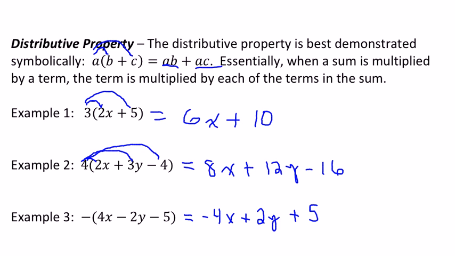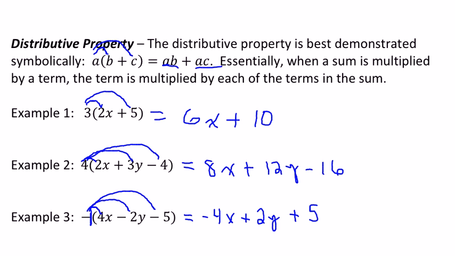But another way to think about it is to use the distributive property, where a negative out front is like multiplying by a negative 1. And then you multiply the negative 1 times 4x, and then negative 1 times negative 2y, and then negative 1 times negative 5. And you get the same answer as I did before.